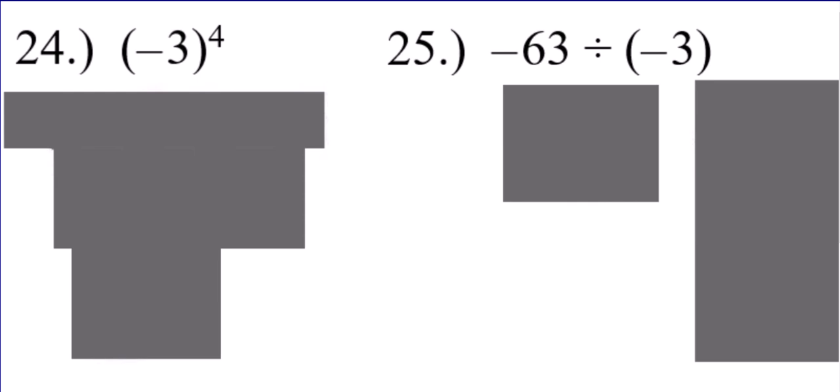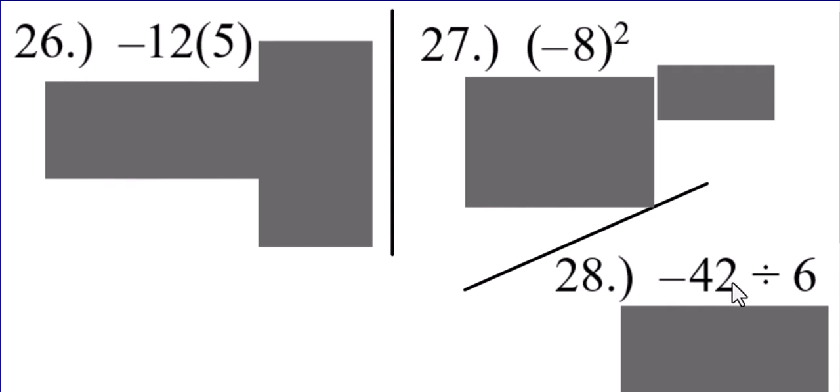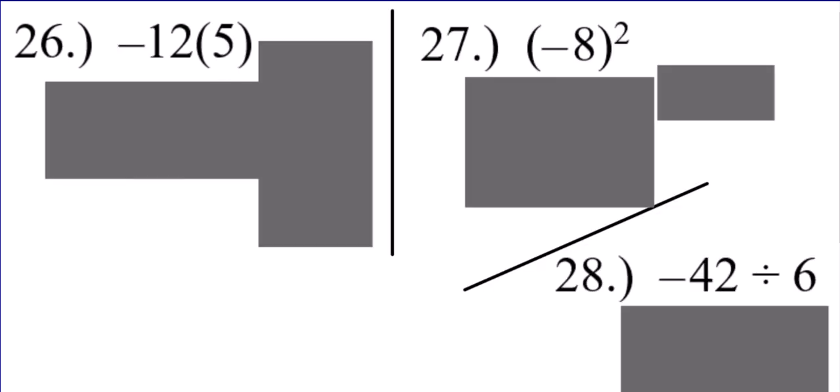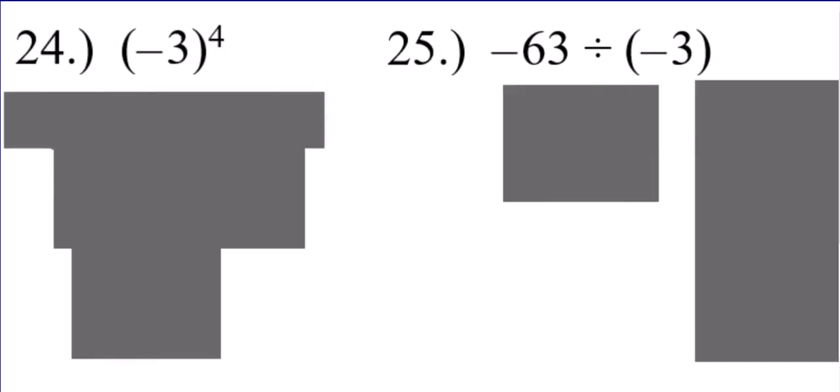Okay, I would like for you to try the next few problems on your own. I want you to try 24, 25, 26, 27, and 28. Those 5 problems. Do not move on to 29 yet because I want to do that one with you. So just the next 5 problems, 24 through 28. Hit pause on the video and try those problems on your own and then hit play once you're ready to see how you did.